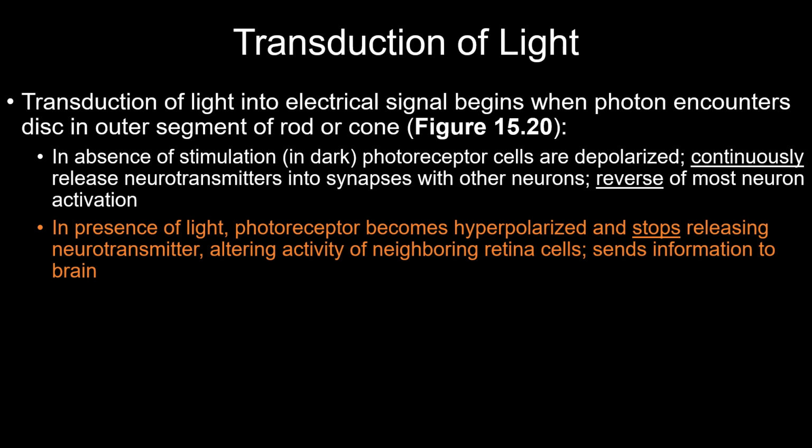Now, what happens here is the presence of light will hyperpolarize the photoreceptor, turning it off, and that stops the release of neurotransmitters, altering the activity of other cells in the retina. And so that allows that information to be sent to the brain. The end result is essentially the same. The nervous system detects a change in the environment, and then it transduces it into an action potential. But what happens when light strikes a photoreceptor cell? We're going to need to look at a photoreceptor cell image in the dark first.